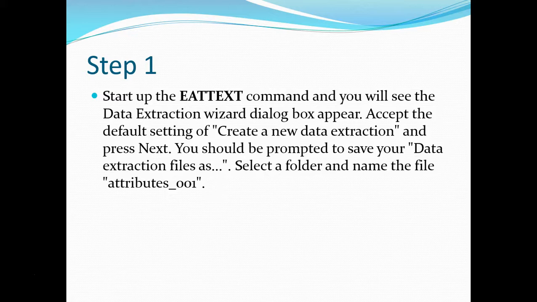So you start up the EATTEXT command and see the Data Extraction wizard dialog box. You accept the default setting to create a new data extraction and press Next. It'll ask you to save your file as, and you select a folder and name the file whatever you want to. In this case we did attributes 001.